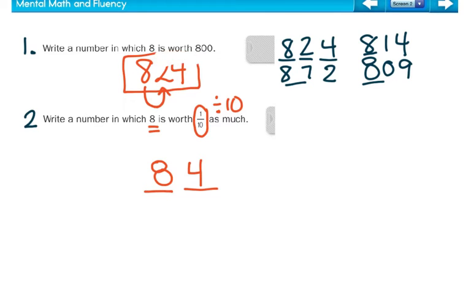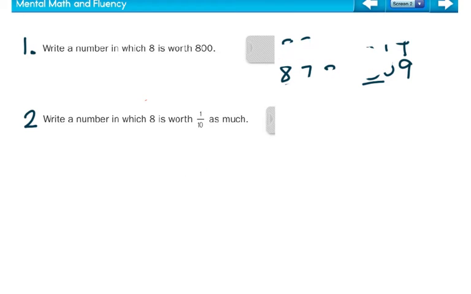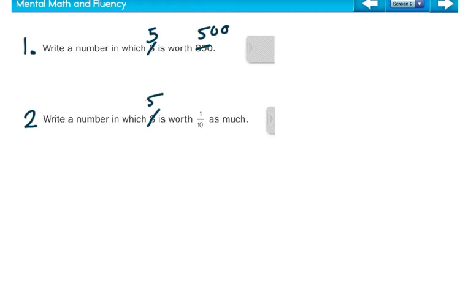Okay, so I'm going to erase that, and since I did that one with you, I'm going to change it a little bit on you. Now I want you to try this one on yourself. Write a number in which the 5 is worth 500, and then write a number in which the 5 is worth 1/10 as much as that number. So go ahead, pause the video, and write this on your whiteboard.